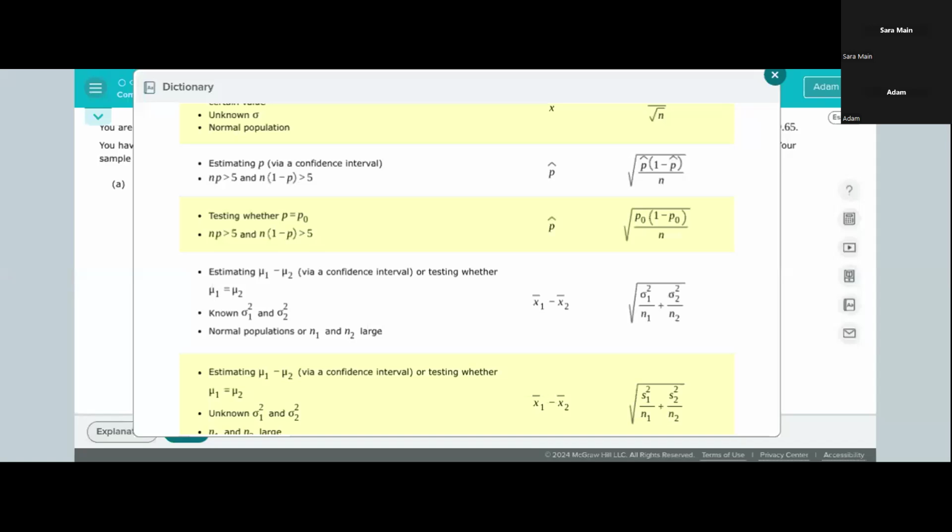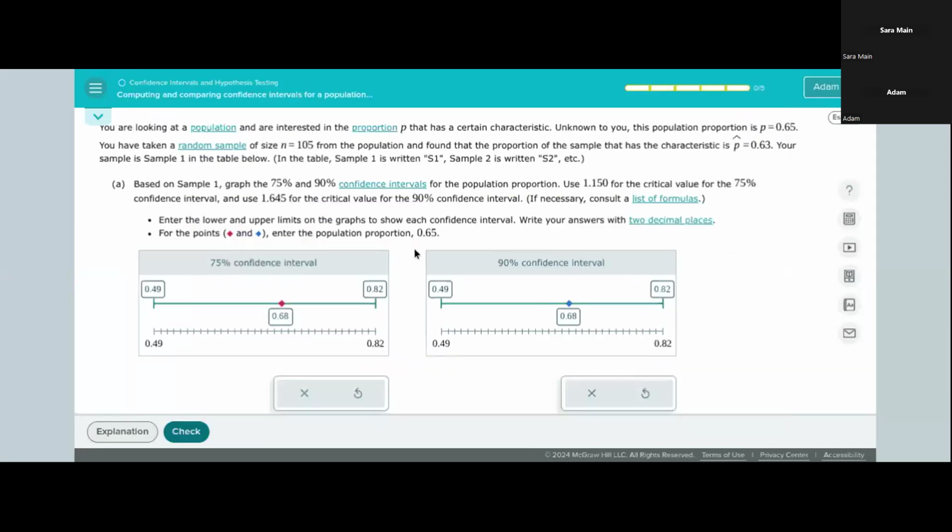They want us to do sample 1. So you can exit out of the formulas and we'll go back to sample 1. For one interval the critical value is 1.15 and for the other the critical value is 1.645. That takes away the ambiguity of those questions, which is nice. The sample proportion for sample 1 is 0.63, and we're going to use that in our square root. So it's going to be 0.63 times 1 minus 0.63 divided by n, and n is 105, the sample size.